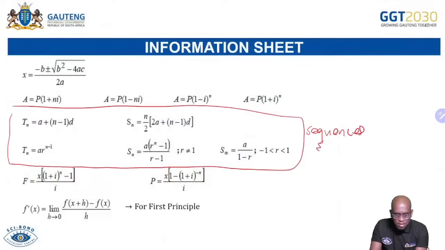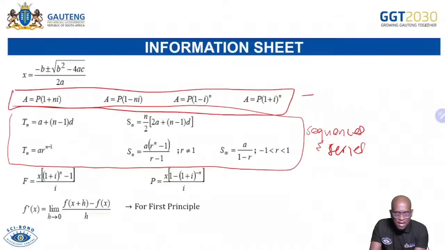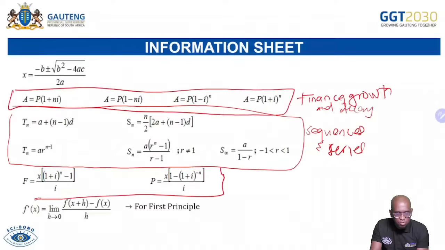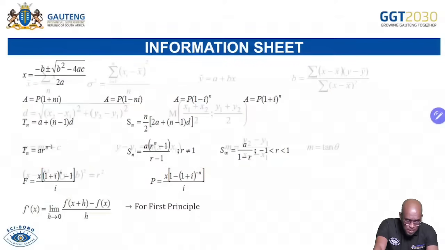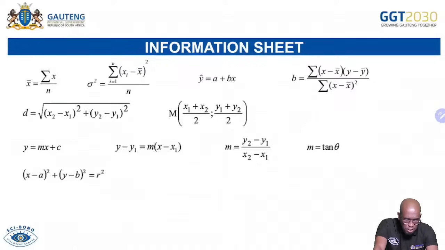Sequences and series, okay? And then you can see here you have the formulas that speak to finance, growth and decay, all right? It accommodates also growth and decay. But here you can see these two, you are now looking at the annuities, all right? You are looking at the annuities, and then obviously this one is for the first principles, all right? Now you can check the next page.